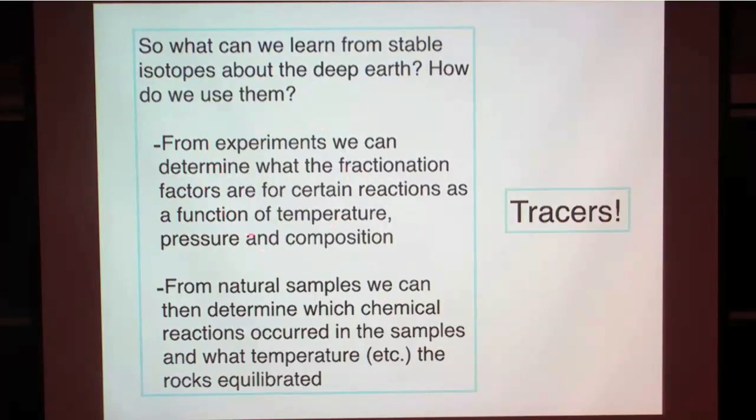What we can do is experiments where we determine fractionation factors as a function of temperature, pressure, and composition. The lab is a really good place to do these sorts of things. We can also pick up natural samples where we can determine what the isotope ratios are in different rocks, determine whether or not they equilibrated, and if so, what chemical or physical process they've gone through in order to get the ratio that we measure in them. So they're really wonderful tracers.